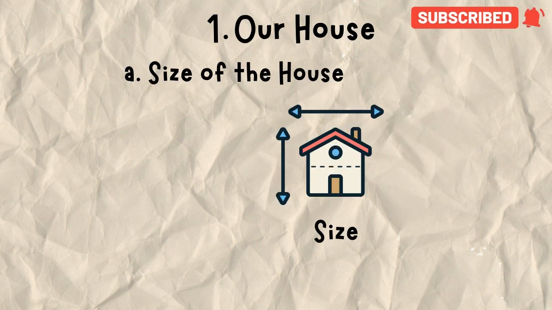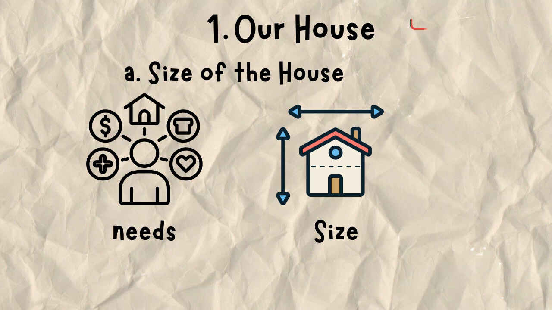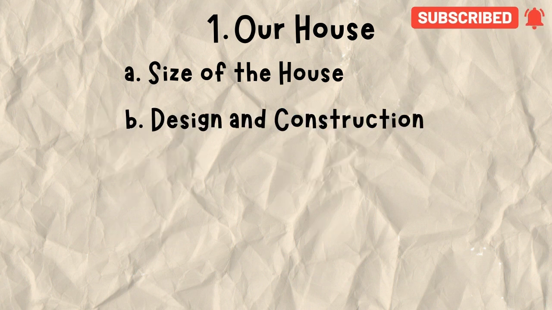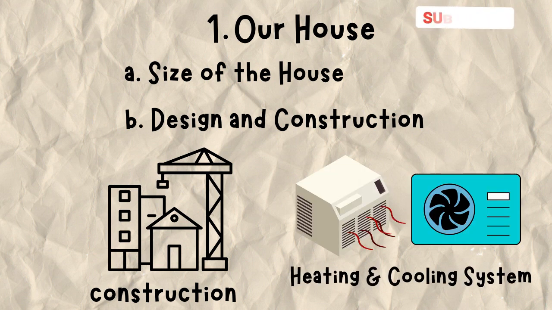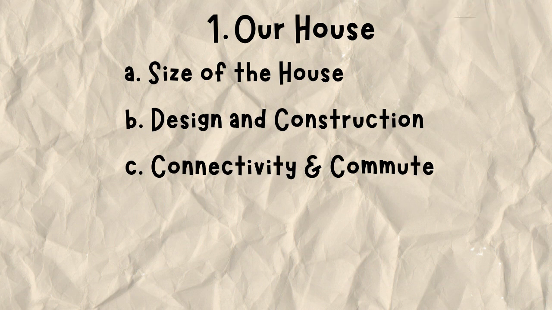A. The size of the house. We have to see if the house meets our needs, or are we taking a much bigger house than our requirement to show off, which will increase our ecological footprints and also carbon footprints. B. Design and construction. This is how the house is constructed, the ventilation, walls, heating or cooling system that will be needed. C. Connectivity and commute.